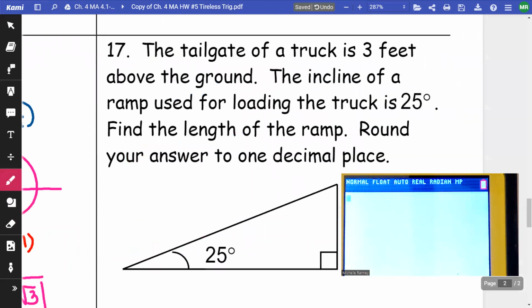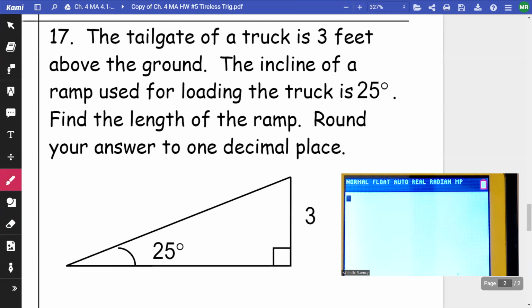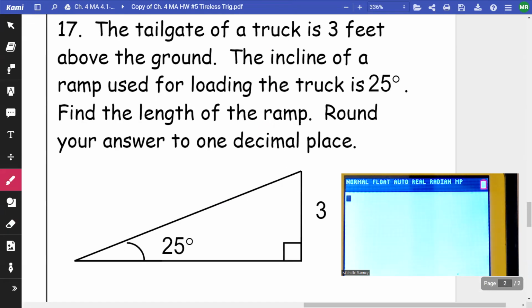On 17, okay, we have a situation here where we have a tailgate of a truck that's 3 feet above the ground. And there's a ramp that we're loading the truck up with. We want to figure out the length of that. We know it's a 25-degree angle. And we want to, again, find the length. So I want to find this. I'll just call it H for hypotenuse, but that's what I want to find.